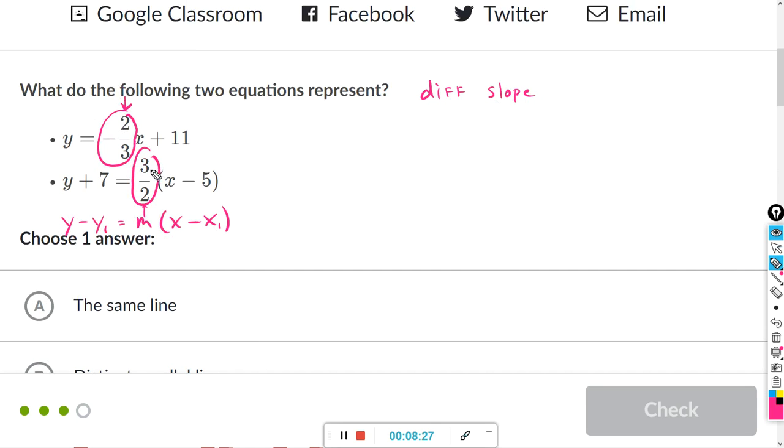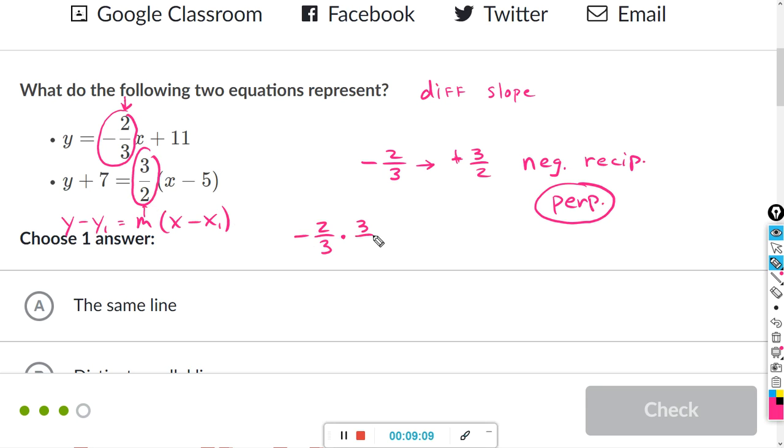If they have different slopes, they can't be parallel. Let's see if they're perpendicular. Let's start with the negative 2/3. Flip it, and that would make it negative 3/2, and then change the sign, positive 3/2. And that's what we have right here. So these are negative reciprocals. That means they are perpendicular. Another way to do it, just take the slopes and multiply them. Negative 2/3 and positive 3/2. 3 over 3 cancels, that's just 1. 2 over 2 cancels, that's just 1. And we're left with negative 1. If the product of the slopes is negative 1, that means they're perpendicular. I think this way is easier than finding the negative reciprocal, but you can do that as well. So these are perpendicular.